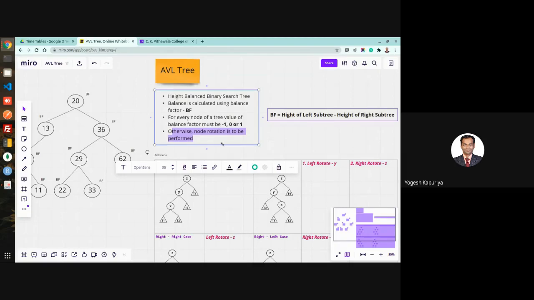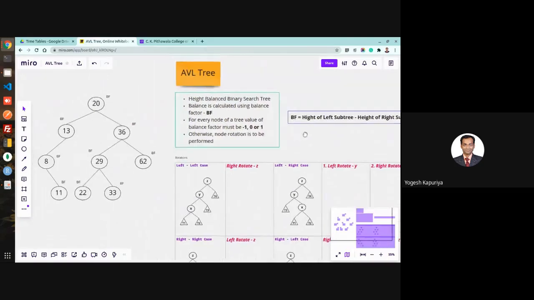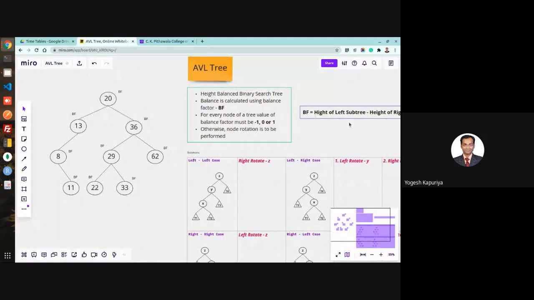Again, the rotation is performed in such a way that the property of binary search tree is maintained. It means that value on the left is always less than the node value, and value on the right is always greater than the node value. So basically there are different cases of rotation. We will go into this, but before that let us first understand how we calculate the balance factor.